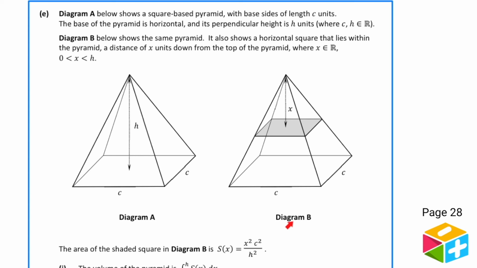In diagram B, we have the same pyramid, but this time we have a horizontal slice taken x units from the top. We're given a formula to find the area of the shaded section. S of x is equal to x squared c squared over h squared.